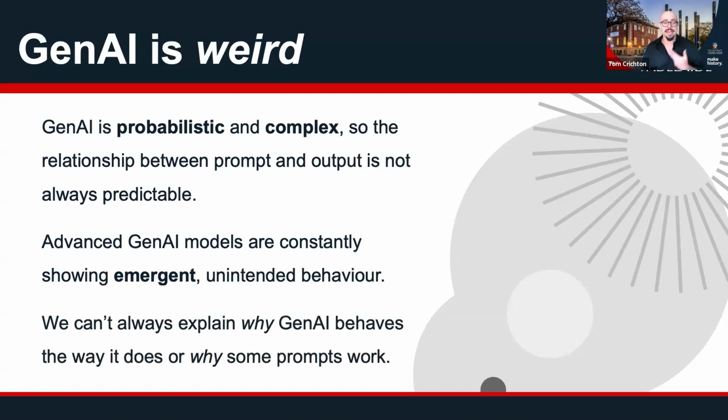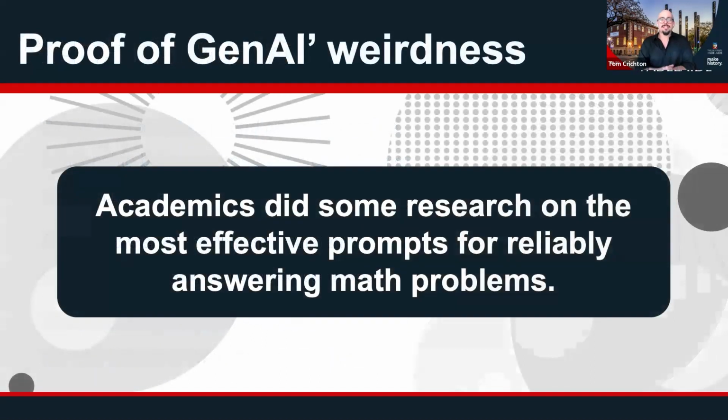As I've been saying, you can't always explain why Gen AI behaves the way it does or why some prompts work. That said, there is general advice and general good practice that we can follow to more reliably get good results. So here's just some proof of generative AI's weirdness before we go into the more practical details of how to prompt these things.